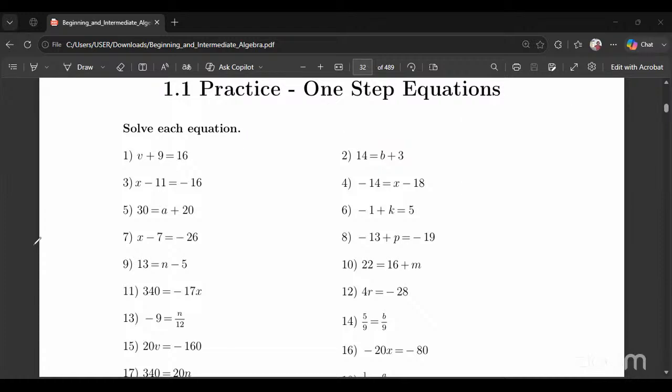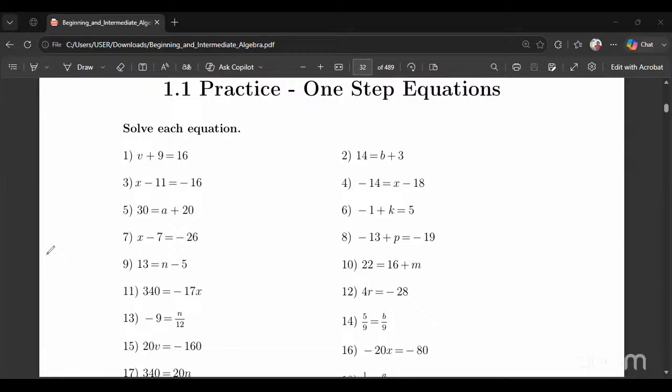So I'll be solving question 2, and question 2 is 14 is equal to b plus 3. In solving a one-step equation, all you need to do is isolate the unknown. In this case, b is our unknown. So we want to look for a number that, when we add it to 3, gives us what we have on the left-hand side, which is 14.